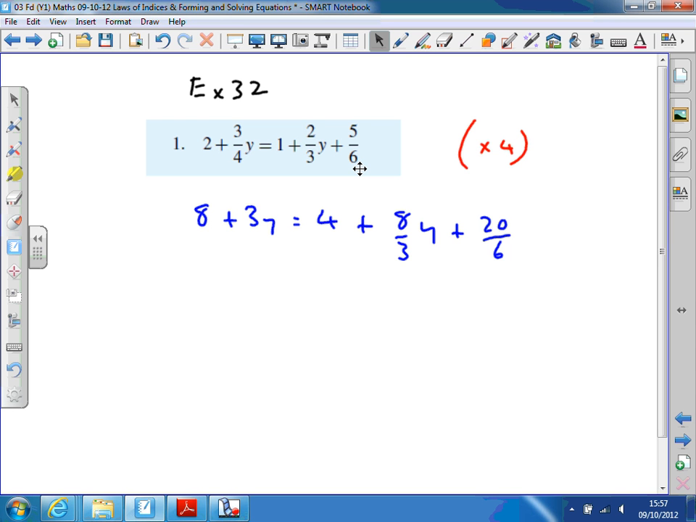Well, because I've times by 4. So if we look at this particular one, 2/3, I'm times it by 4, and that gives me 2 4s are 8 over 3, which is where this 8 over 3 comes from.